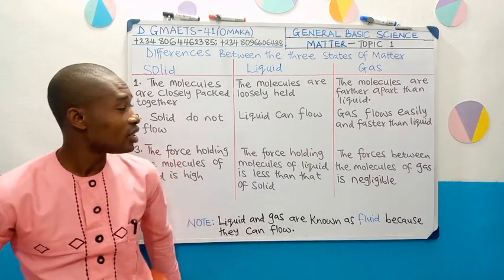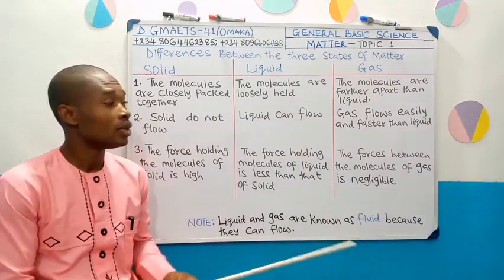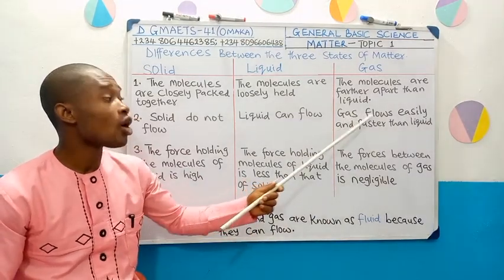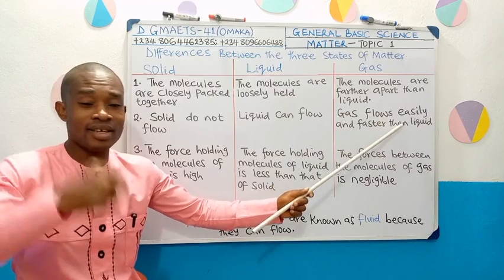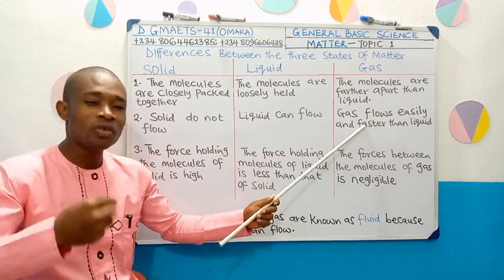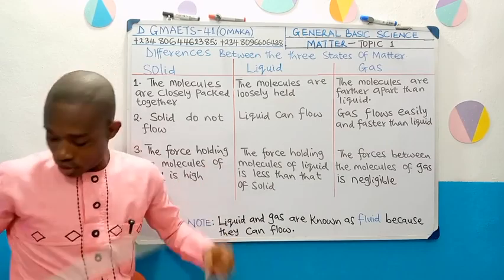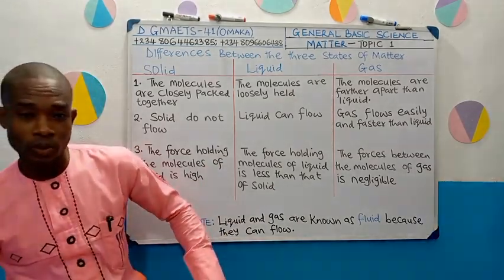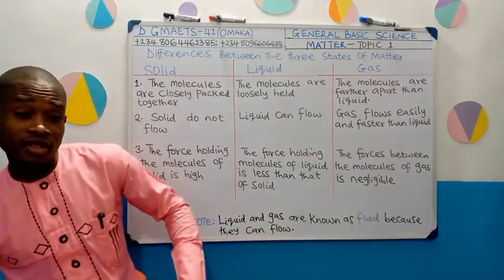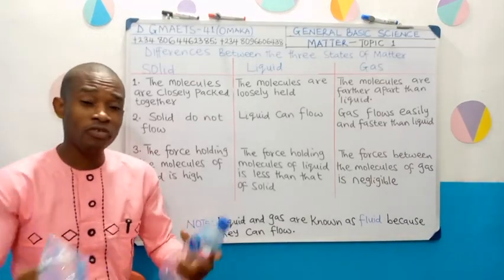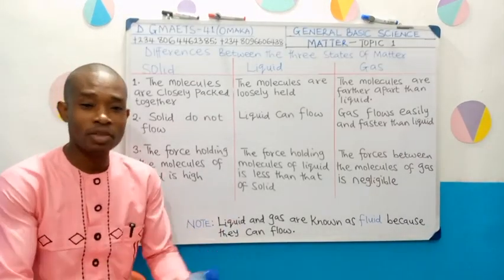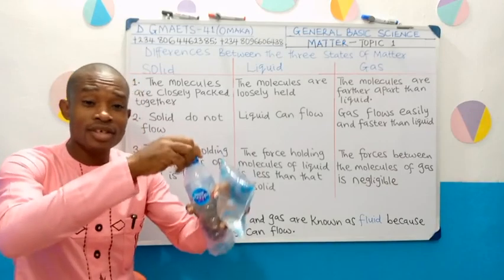The board here shows that liquid can flow. What about gases? Gas also can flow easily. Gas can flow faster than liquid. Although gas and liquid, both of them can flow, the difference is that liquid molecules flow slower than gas molecules. We are going to try this and see, okay?